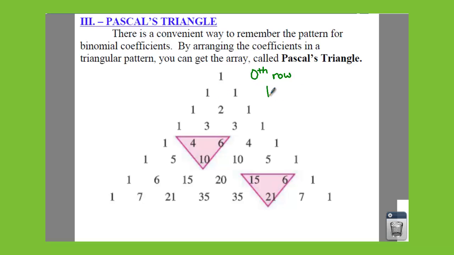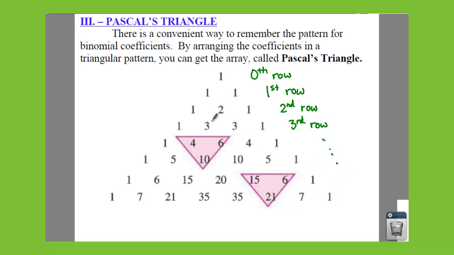This is your first row, so your 2 1s is your first row. Then you have your second row. And this will make a little more sense here in a little bit why we call them the 0th, 1st, 2nd, 3rd, and on, as you go down.